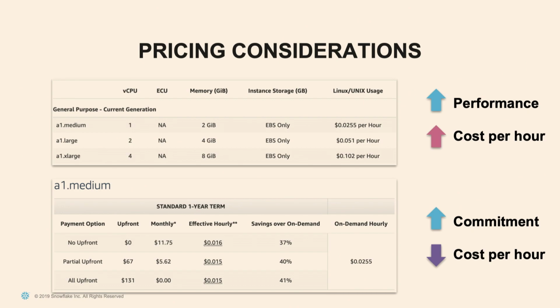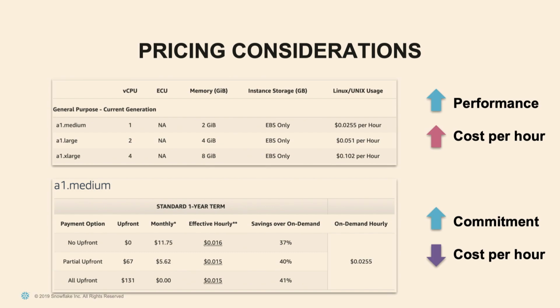So here we have the general purpose A1 instance family and some of the many instance sizes that this comes in, medium, large, extra large. As we go up in instance size for each family, we get a corresponding increase in performance, whether that's in the number of CPUs in the machine or the amount of memory the machine has available to it. As we increase performance, we also get a corresponding increase in our hourly cost in order to run that instance.